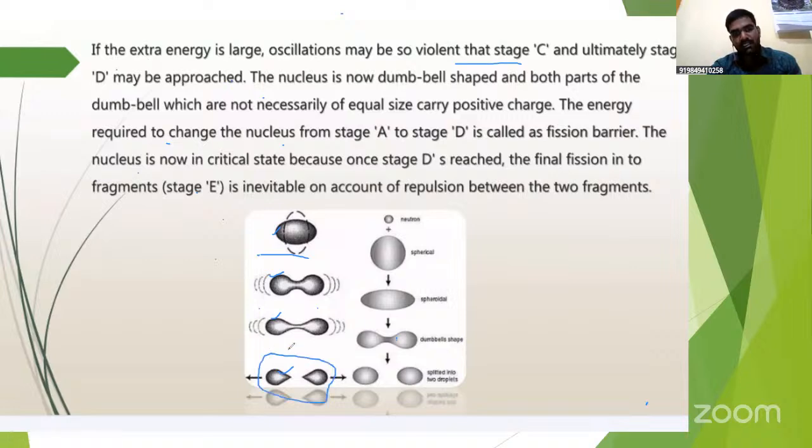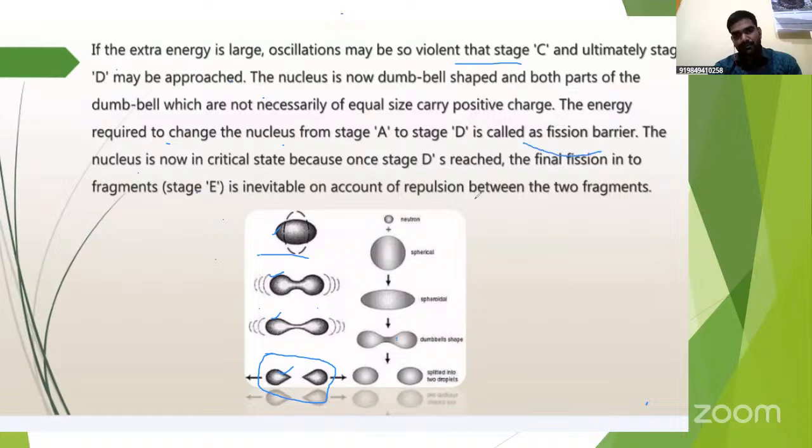This is the shape it is formed. So it will be spilled out as droplets. Both of these are positively charged, which are not necessarily equal charge, they carry positive charge. The energy required to change the nucleus from stage A to stage D is called the fission barrier.